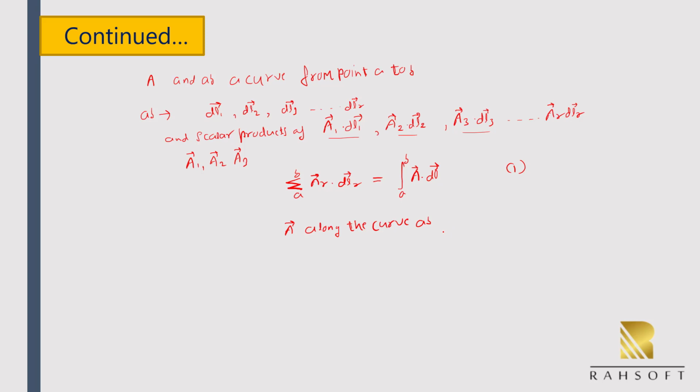So the line integral from point B to A will be negative to that from A to B. This is very important to note.